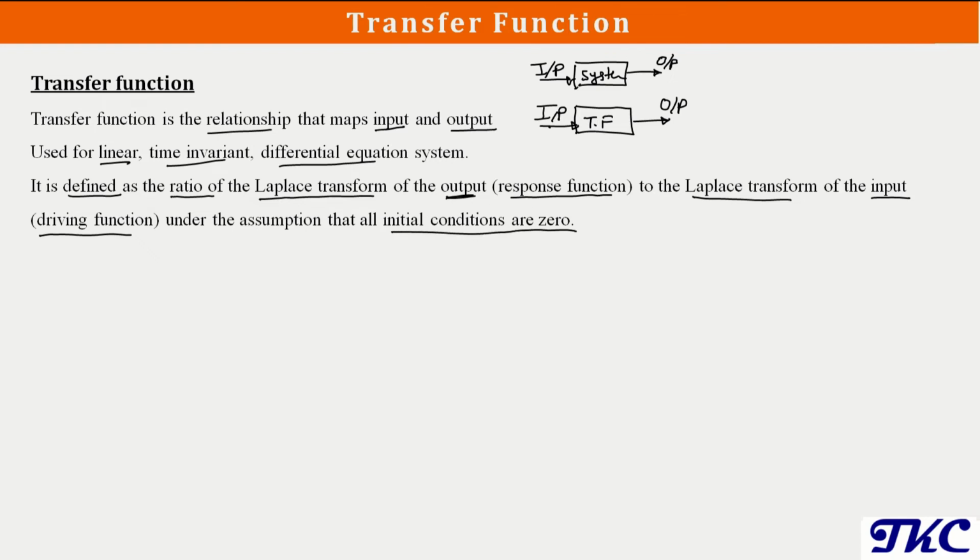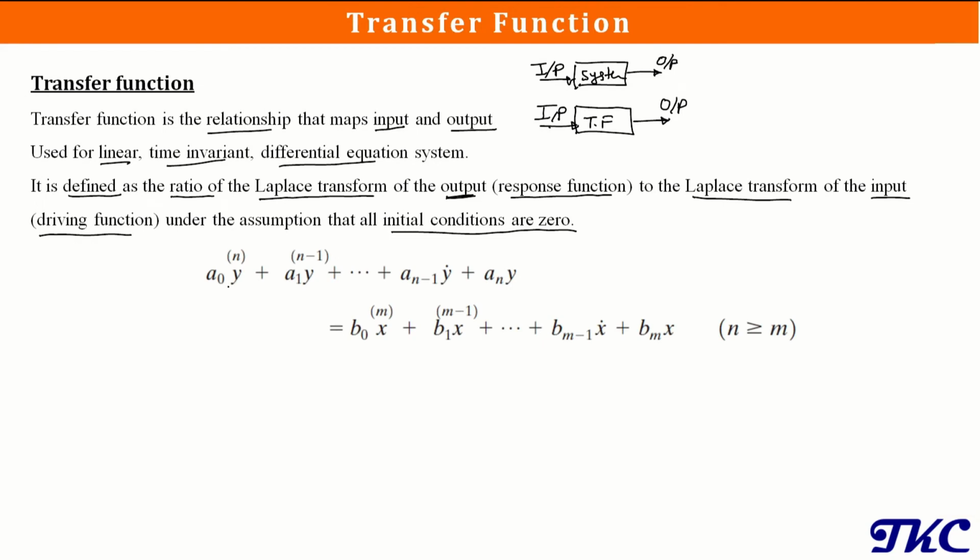So this is an important thing that we have to keep in mind: the transfer function does not consider any initial condition. We treat all initial conditions to be zero in case of deriving a transfer function. A linear system we can represent in a mathematical form with the help of the equation that we are having here. The left hand side term represents the output and the right hand side term represents the input.